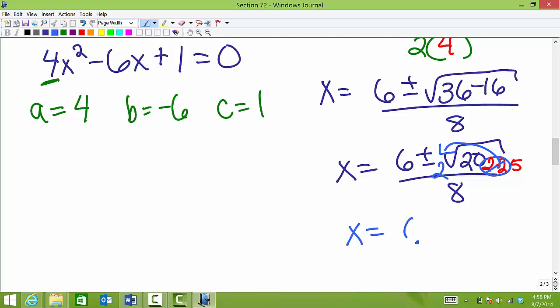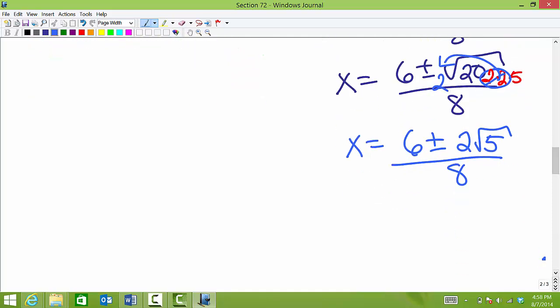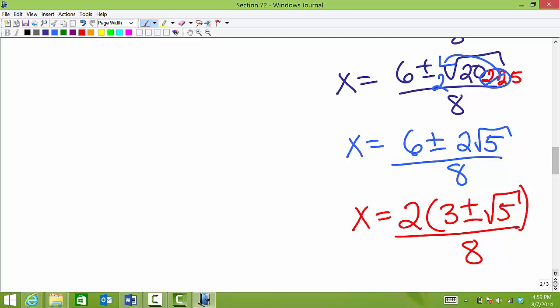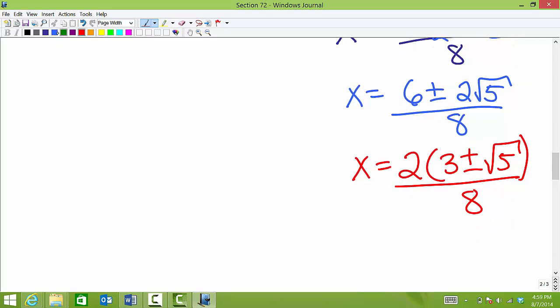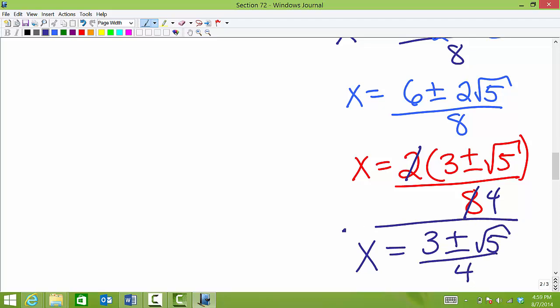So we have x is equal to 6 plus or minus 2 times the square root of 5 all over 8. We talked about how we always want to reduce our fractions as much as possible. In the top we see that we have a common factor of 2. We can think about pulling that out, just like we would factor it out of a binomial. Now we have a monomial and a monomial out front with something in common. 2 goes into 8 4 times, so our final answer in the reduced form will be 3 plus or minus the square root of 5 divided by 4.